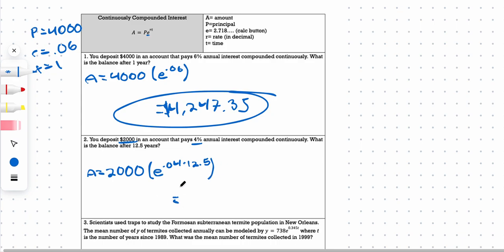So let's do E, second division symbol, to the 0.04 times 12.5. We end up getting 1.649, and then we multiply that by 2,000, and we get 3,297.44.